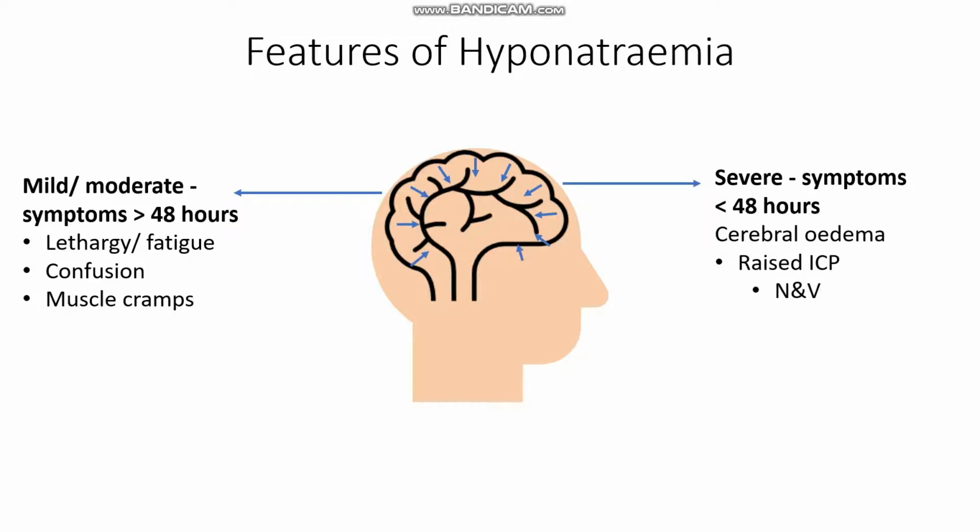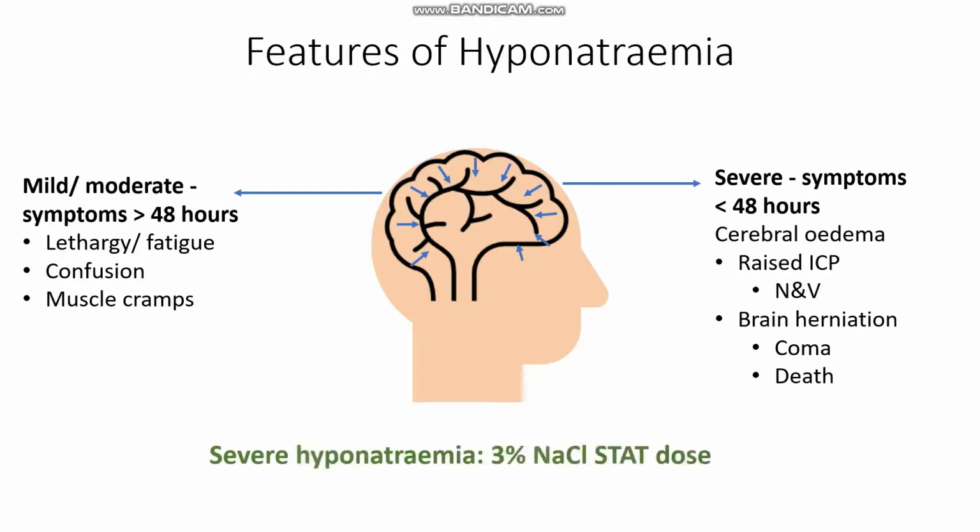However, as the brain continues to expand, it has nowhere to go, so therefore it may start to herniate through the foramen magnum, the opening at the base of our skull. This may lead to things like coma, or if the herniating brain presses on the brainstem, may actually lead to death as well. So this is a very, very serious condition. And as such, those with severe hyponatremia need to have their serum sodium levels corrected quickly with the use of hypertonic saline, specifically 3% sodium chloride saline, just to ensure that this doesn't happen.